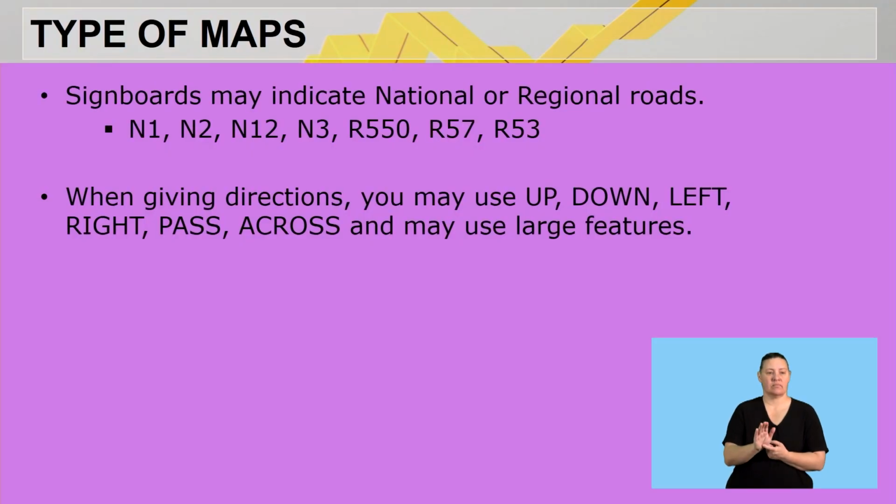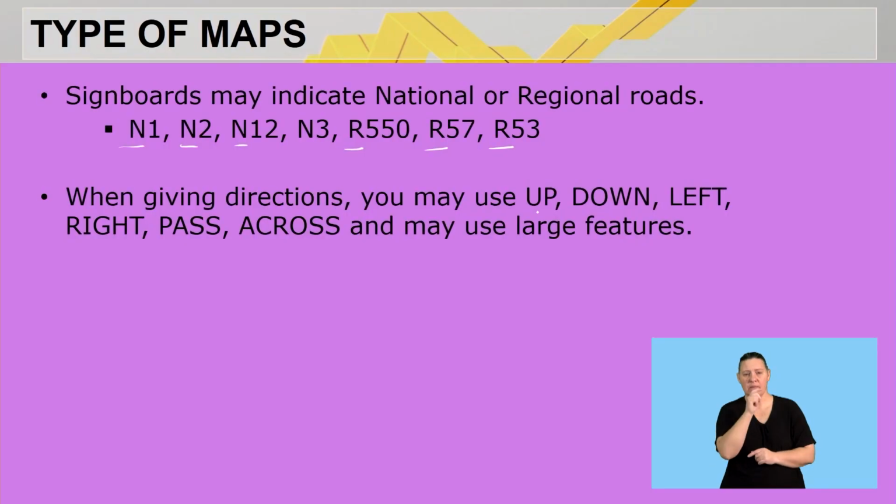Now you will also be dealing with the signboards, and they may indicate the national and regional roads. So now those roads that have an N, it means they are our national roads, and those that start with an R are regional roads. I'm sure you have noticed some of the board signs whereby it says N1, N17. So all those roads, we call them national, and all those that are R550, R57, they are regional roads.